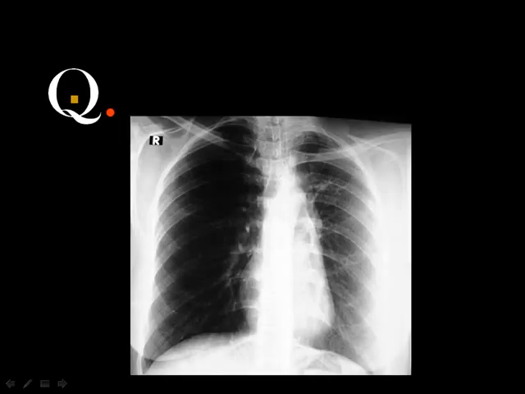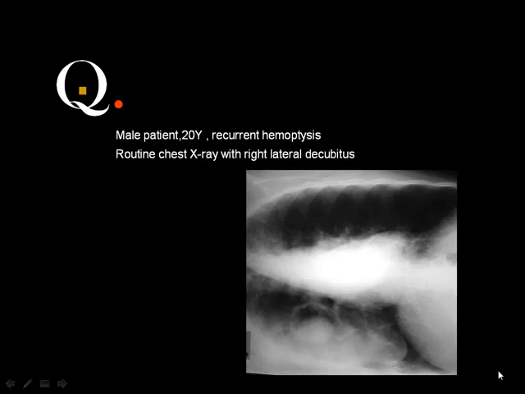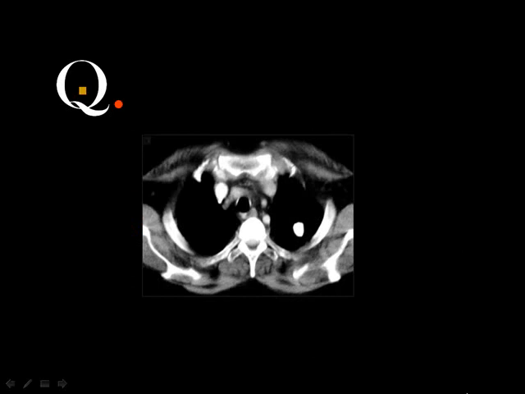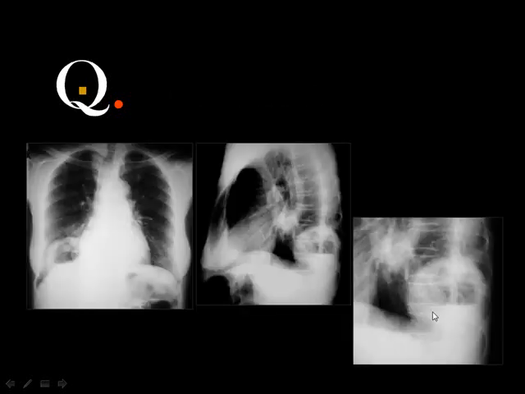Nodule, mass, patch, cavity. Malrotation. Very good. And you see it, malrotation, which has resulted in this appearance. Nodule, mass, patch, cavity: cavity. Diagnosis, fungal ball, aspergilloma, mycetoma. Nodule, mass, patch, cavity: nodule, totally calcified tuberculoma. Okay. Nodule, mass, patch, cavity: cavity. Okay, a cavity with fluid level may represent an abscess.